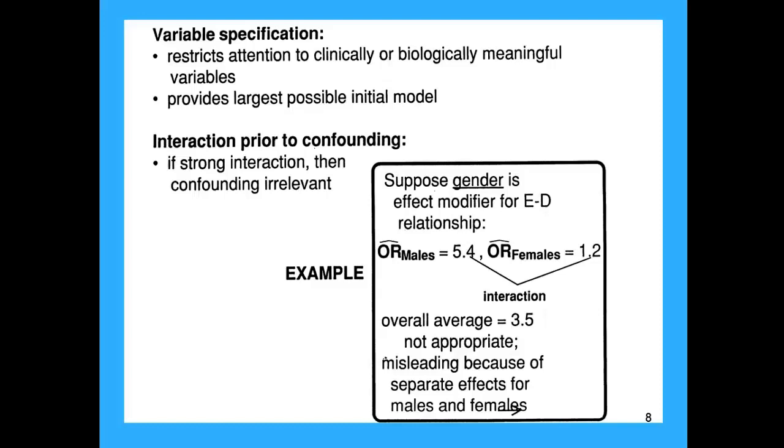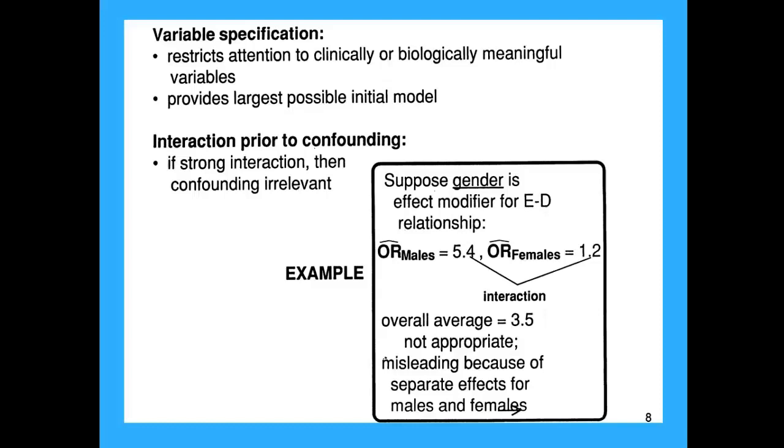Now, do you want to control for gender as a confounder in that case? Well, you want to control for gender because the effect is different whether you're male or female. But if you're trying to assess gender as a confounder in addition, you'd want to come up with some weighted average of these two numbers. You don't want a weighted average of two numbers that give you very different conclusions. So that's why interaction comes before confounding.